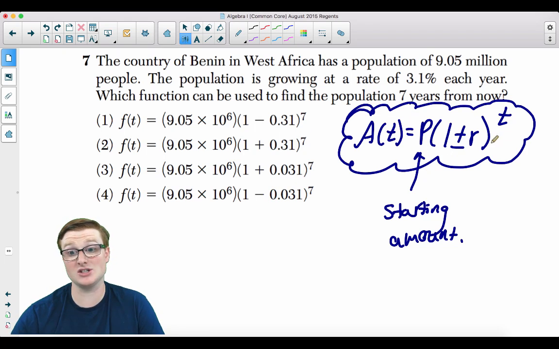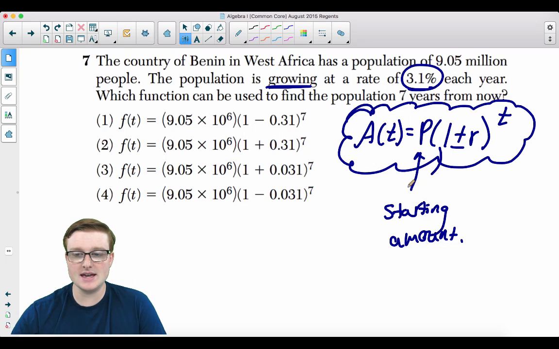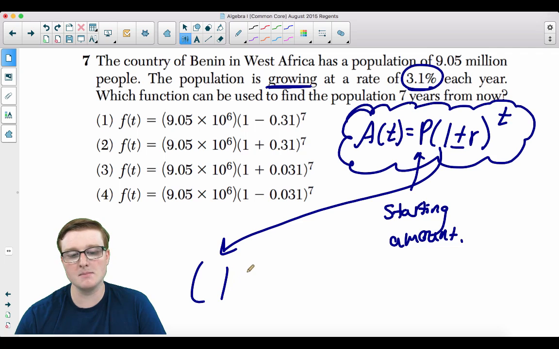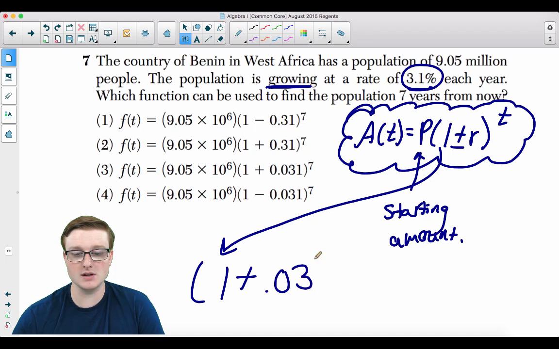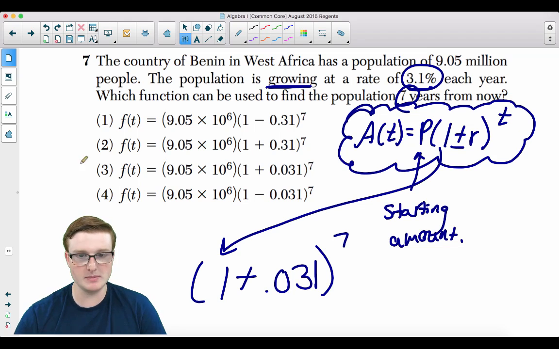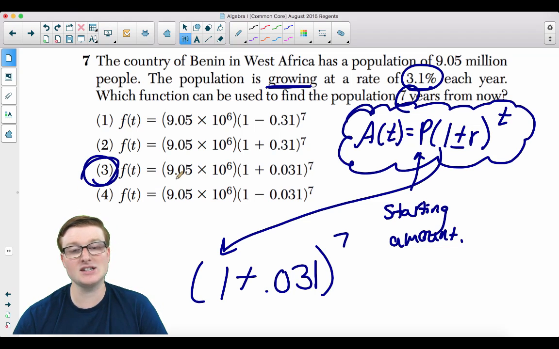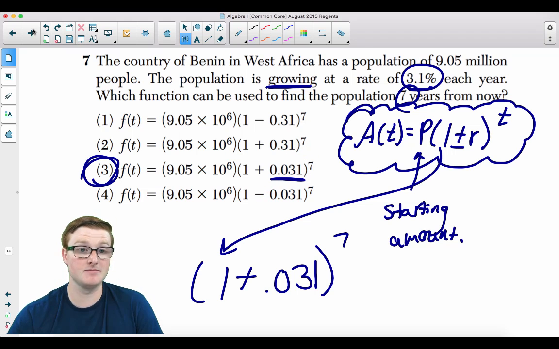So it's just 1 plus or minus r. Well, if it's growing at a rate of 3.1% each year, this has to be 1 plus the rate. Now, the rate is 3.1%. You have to convert the percent to a decimal. So this has to be 0.031. And that is going to be raised to the 7th power because it's 7 years. So the answer for this one is going to be choice 3, because that's your scientific notation right there. 1 plus the proper conversion of a decimal raised to the 7th power. And that's it.